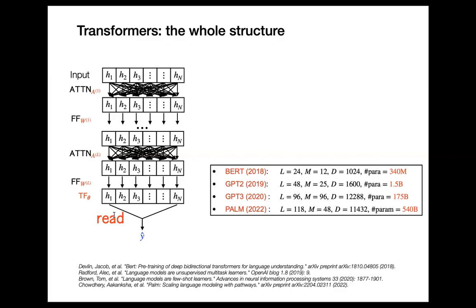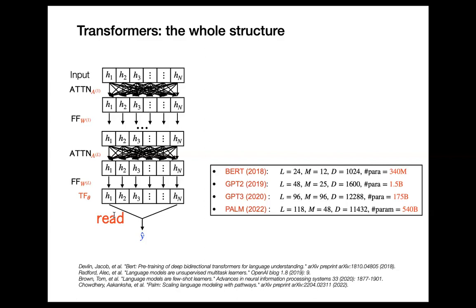There are several important parameters of this architecture. For example, L is the number of layers, n is the number of heads, and D is the embedding dimension. Given these parameters, you can calculate the number of parameters of these models. BERT is already very big, but nowadays people say it is very small, at around 340 million parameters. And the largest model, as far as I know, is PaLM, at 540 billion parameters.